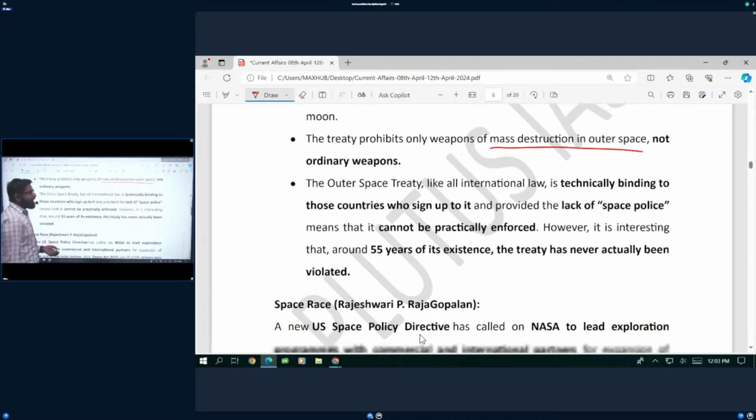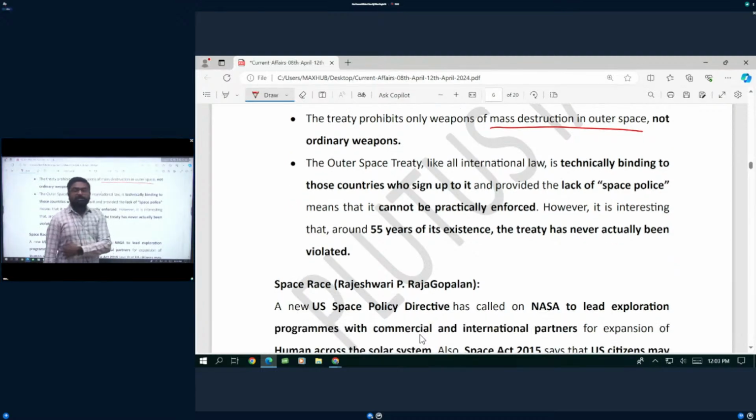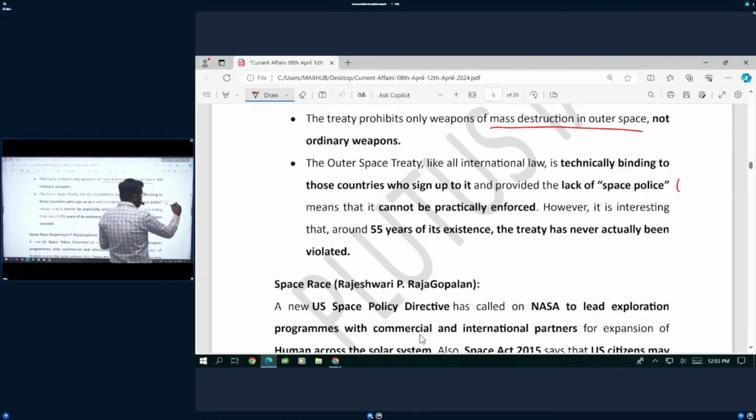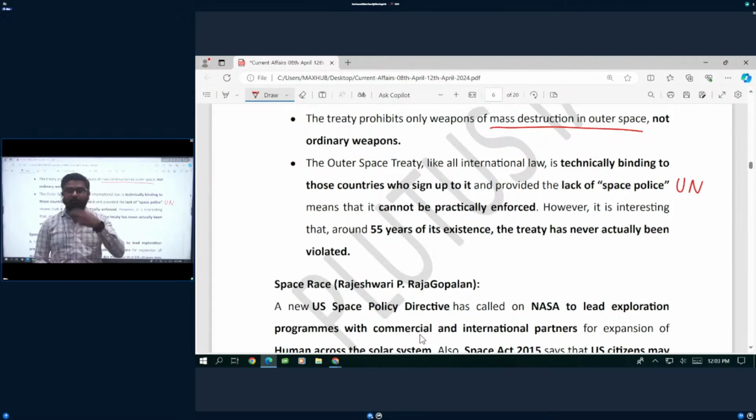However, technically it's binding, but there is a problem. I have to impose some treaty. What will I need for that? Police. Police impose laws. It's a law of outer space. Who will impose this law? There is only one organization in the world, the United Nations. An outer space treaty can be imposed by the United Nations only, because that is a kind of global police.